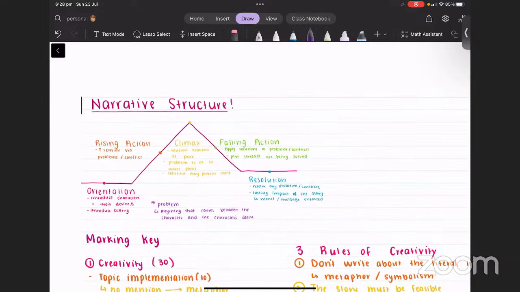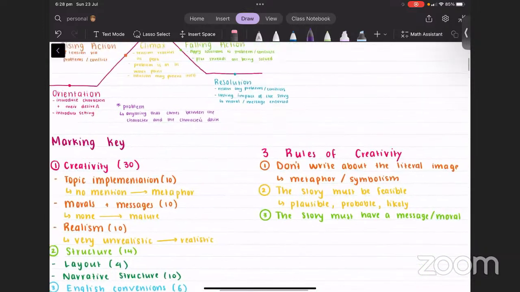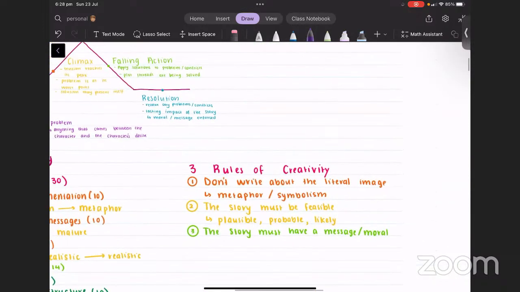Okay, then we'll move on to the 3 rules of creativity. The first one is that you don't write about the literal image.